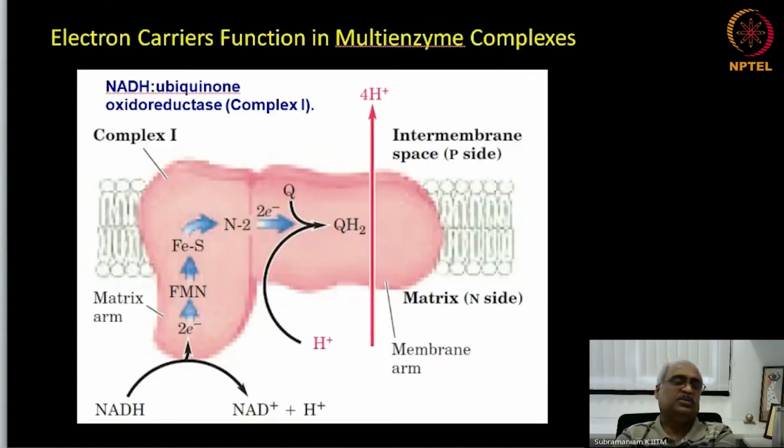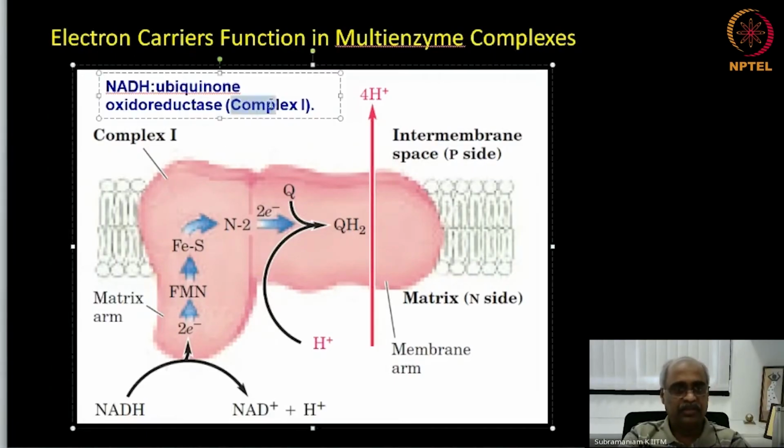Okay. So now to the actual structure. This is the multi-enzyme complex called complex 1. It is also known as NADH ubiquinone oxidoreductase. That is the job it does. It oxidizes NADH and reduces ubiquinone. Okay, so that's the oxidoreductase.